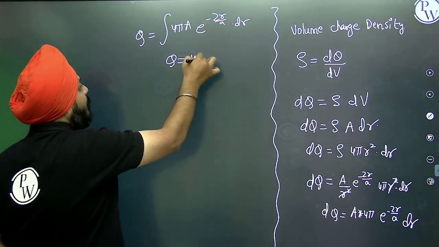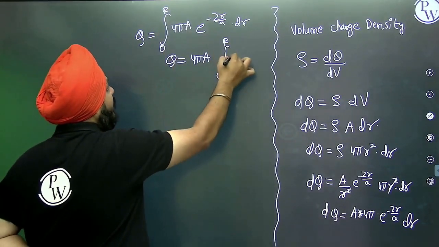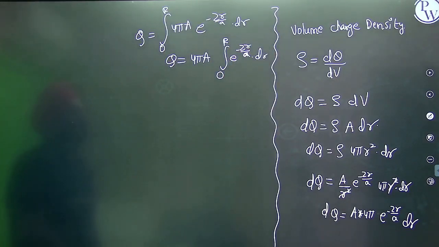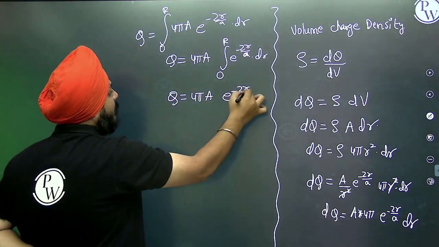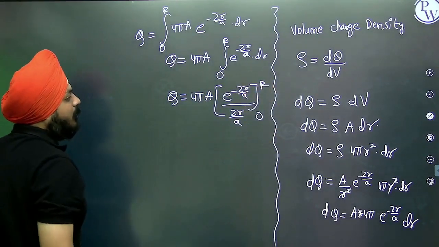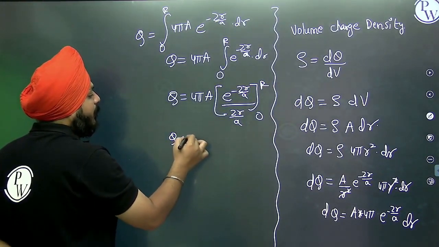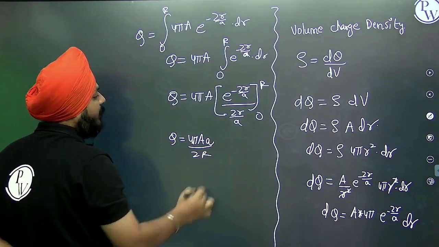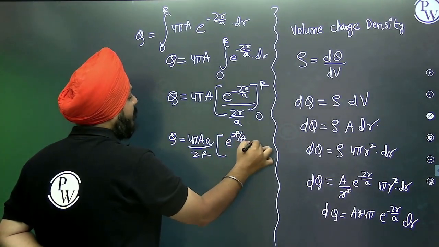So q, you are going to get 4 pi by A, 4 pi A is common. Let's make it from 0 to r, e raised to minus 2r by a dot dr. Now this is a very simple integration. So q, you are going to get it as 4 pi A e raised to minus 2r by a, whole divided by 2r by a, limiting from 0 to r. So this is going to come up as 4 pi A into small a, whole divided by 2 of r, and this is going to come as e raised to 2r by a minus 1.